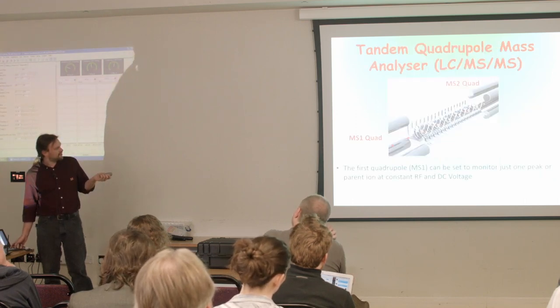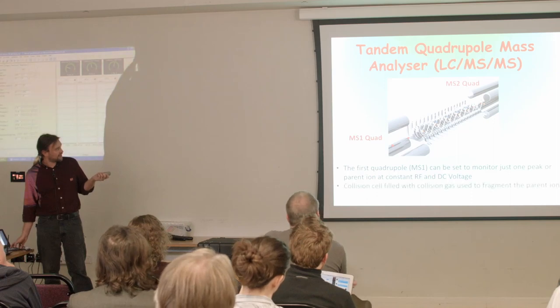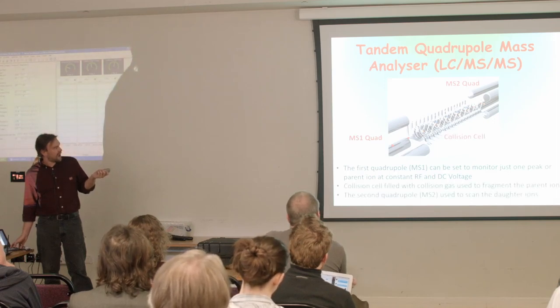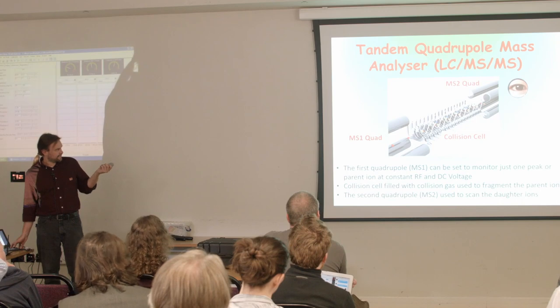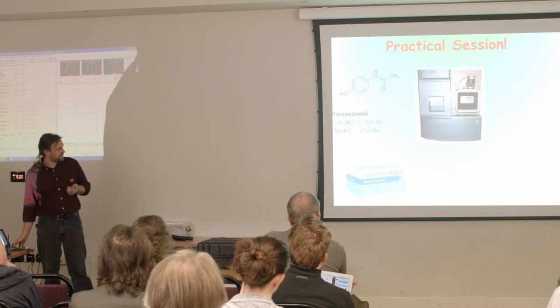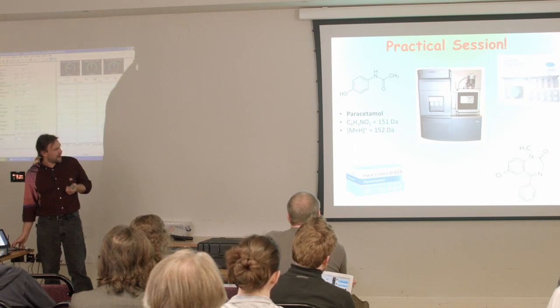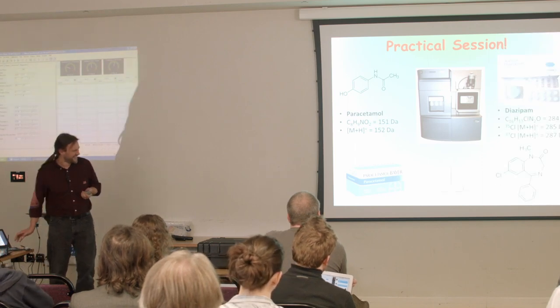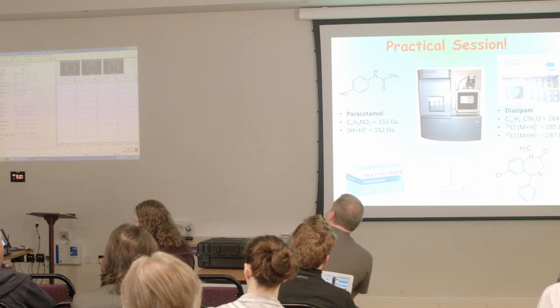So this is our mass spectrometer here. We have two quadrupoles and a collision cell in the middle, and at the end, we have our detector. So we'll get on to our practical session. I've got some paracetamol and some diazepam. Okay, I'll get this going quickly.